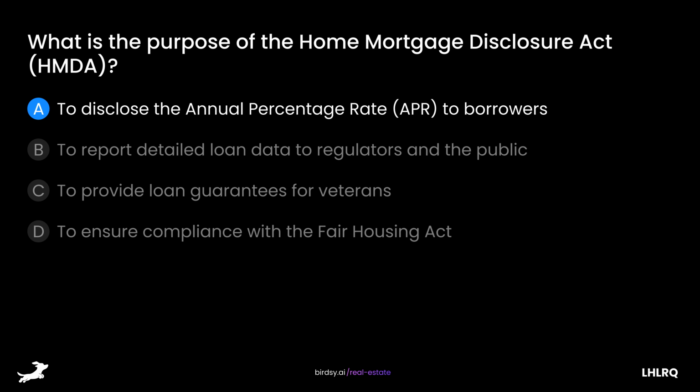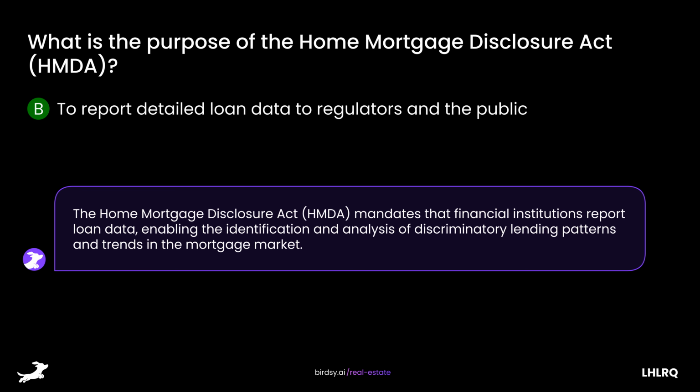Is it A, to disclose the annual percentage rate to borrowers? B, to report detailed loan data to regulators and the public? C, to provide loan guarantees for veterans? Or D, to ensure compliance with the Fair Housing Act? The answer is B, to report detailed loan data to regulators and the public. The Home Mortgage Disclosure Act, HMDA, mandates that financial institutions report loan data, enabling the identification and analysis of discriminatory lending patterns and trends in the mortgage market.